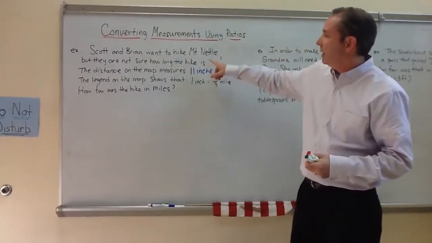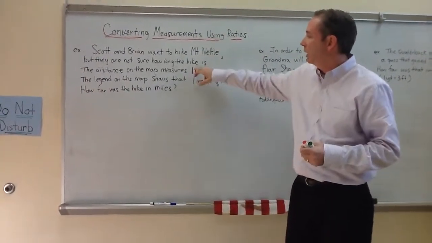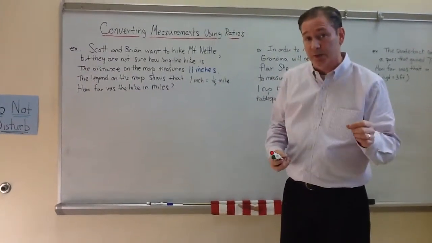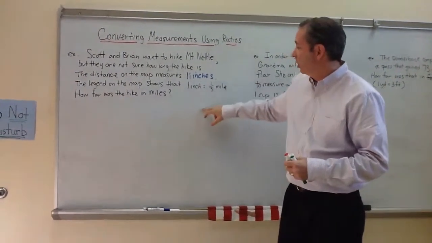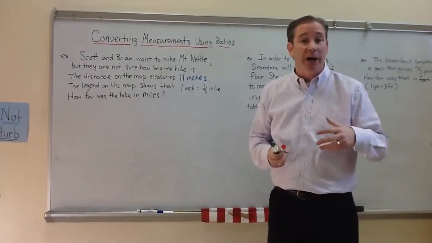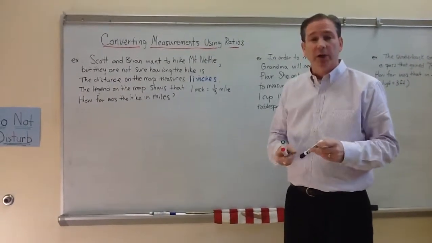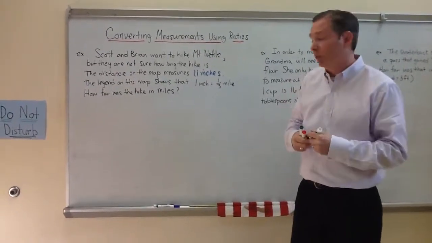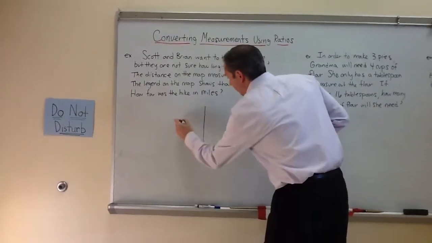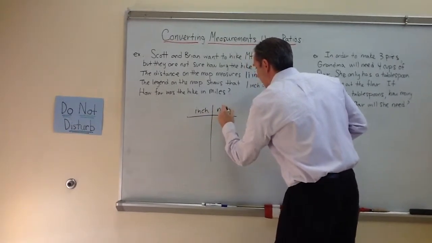First example, Scott and Brian want to hike Mount Nettle, but they're not sure how long the hike is. The distance on the map measures 11 inches, and the legend on the map shows that 1 inch is 1/3 of a mile. So how far of a hike is this in miles? So we know it's a ratio, we can use tables, and we have a conversion factor of 1 inch equals 1/3 mile. So we're going to build a table with inches to miles.